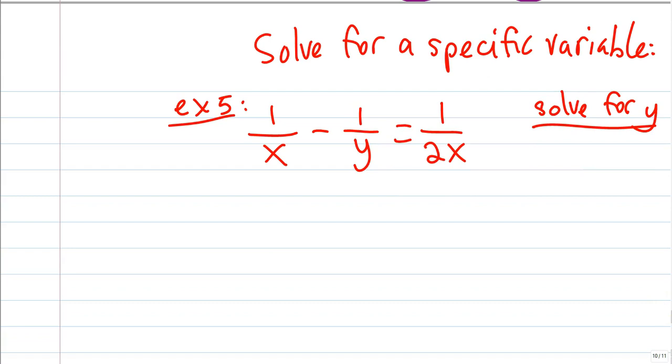And kind of the last thing we're doing is they're going to give us some functions, and they want to just see if you can play with just the variables, solving for a variable. Okay? So 1 over x minus 1 over y equals 1 over 2x. Solve for y. Okay. We still want to clear out these fractions, so we're still going to multiply by the LCD. Okay? So I see an x, a y, and a 2x. So how about a 2, an x, and a y?